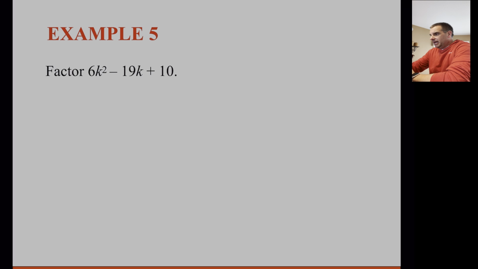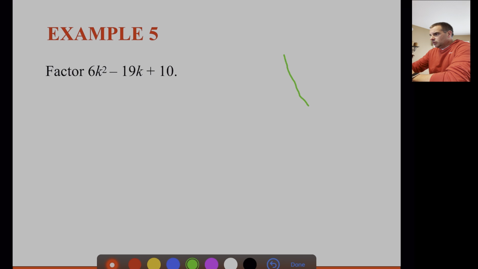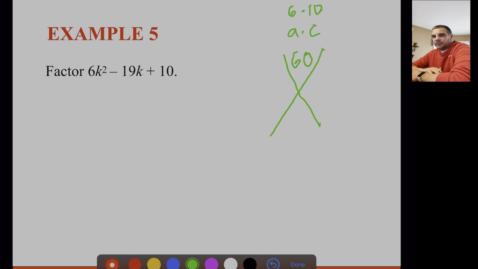On the top now, since that leading coefficient isn't 1, we're going to put a times c on the top. My a value in this case is 6. My c value is 10. So I'm going to put a 60 here. The b value is still going to go down here on the bottom. So my b value is -19.